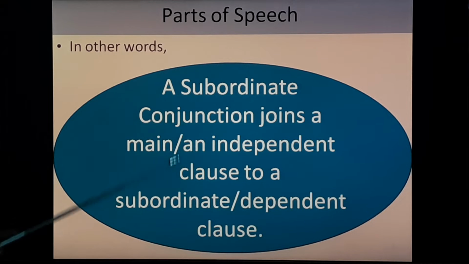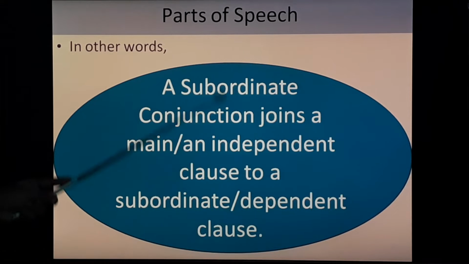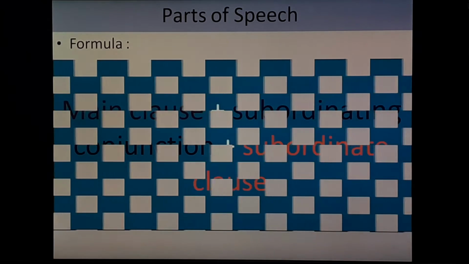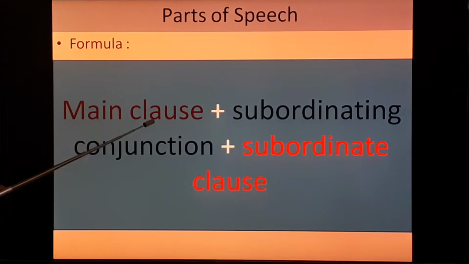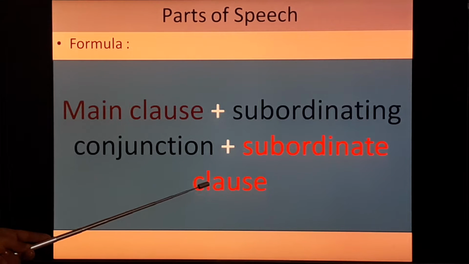So, in a subordinating conjunction, two clauses will come. First the main clause and then the subordinate clause, or you can say the independent clause and the dependent clause, and both are joined with the help of the subordinating conjunction. Let's see the formula. First the main clause will come. It means that here you have to start with the independent clause. Then the subordinating conjunction will come, and then the subordinate clause, or you can say dependent clause, will come.